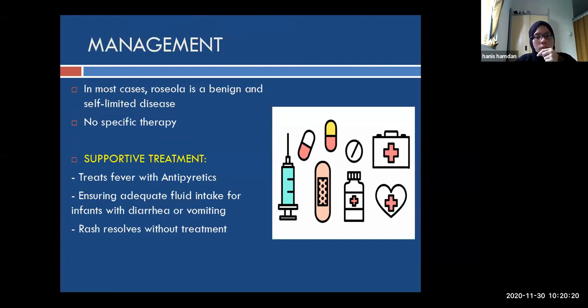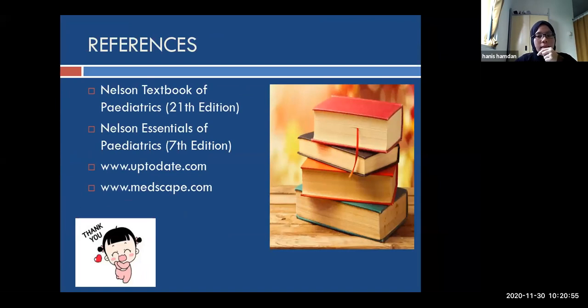As for management, most cases of roseola are benign and self-limited disease. So there is no specific therapy for roseola infantum, but we can give supportive treatment, such as treating the fever by giving antipyretics. We also have to make sure that the patient drinks enough water and has adequate food intake daily, especially for infants with diarrhea or vomiting. As for rashes, they will resolve without treatment. And that's all from me.